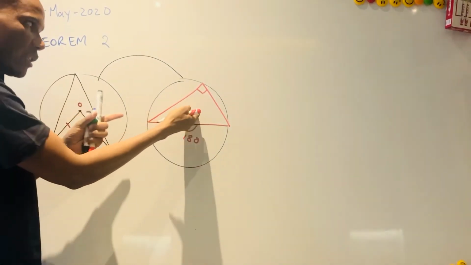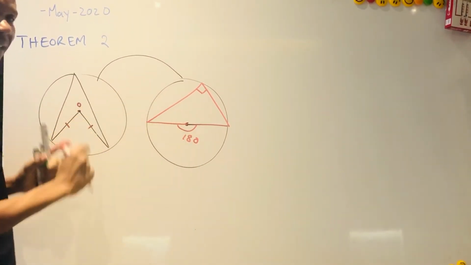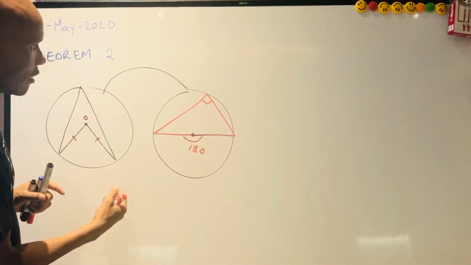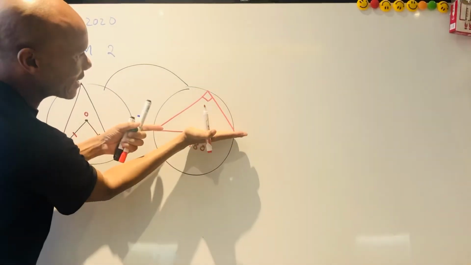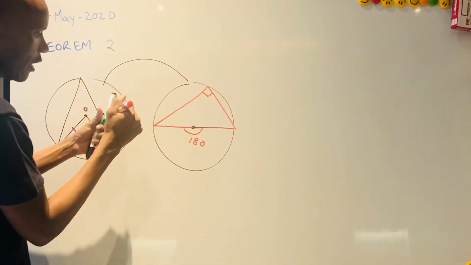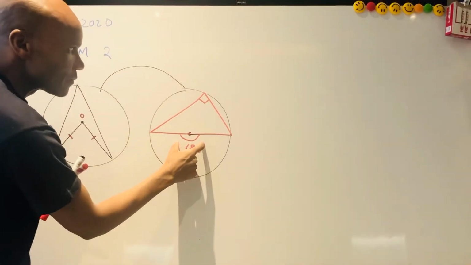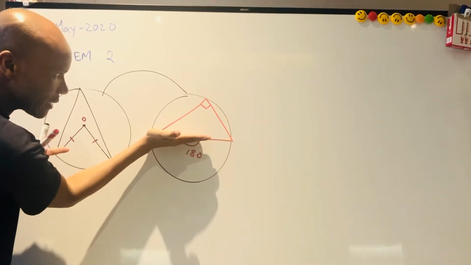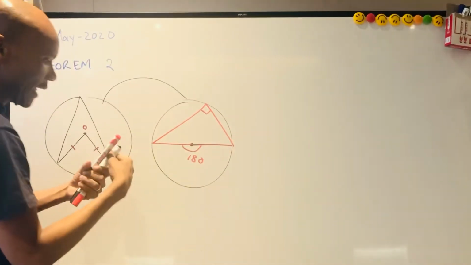But when we come to this one, we see that now it gives us a right angle. So now we have a right angle triangle. So it's an angle at the semicircle. That means the angle at the semicircle is 90. This is the semicircle. If you draw any angle there, it will be 90.